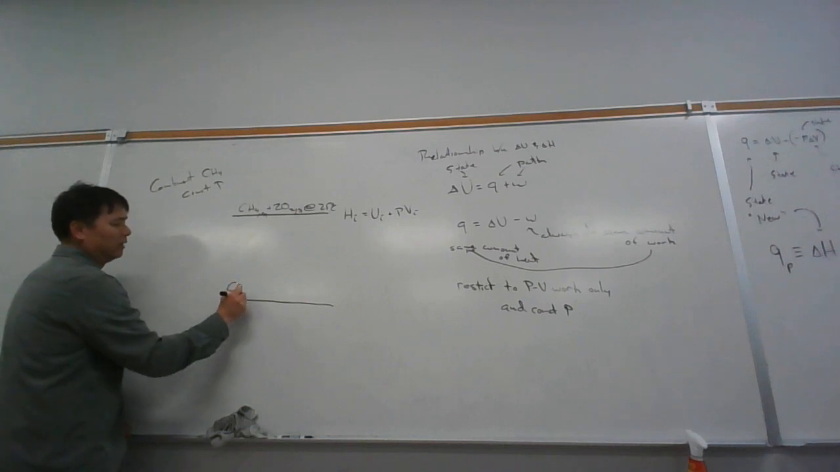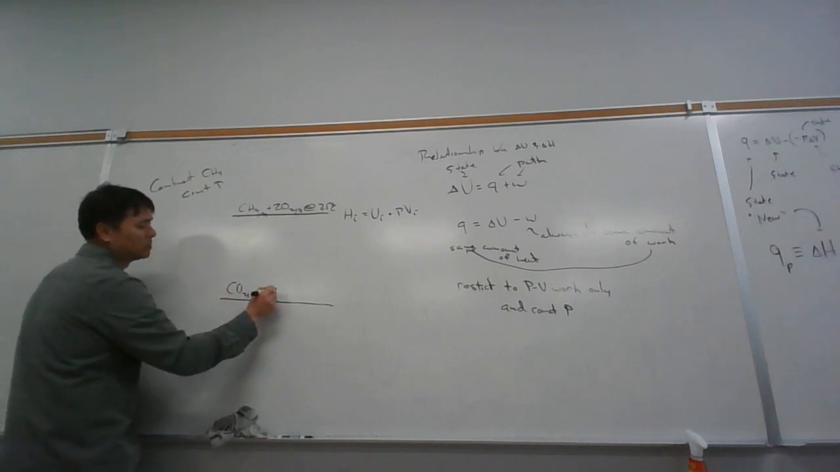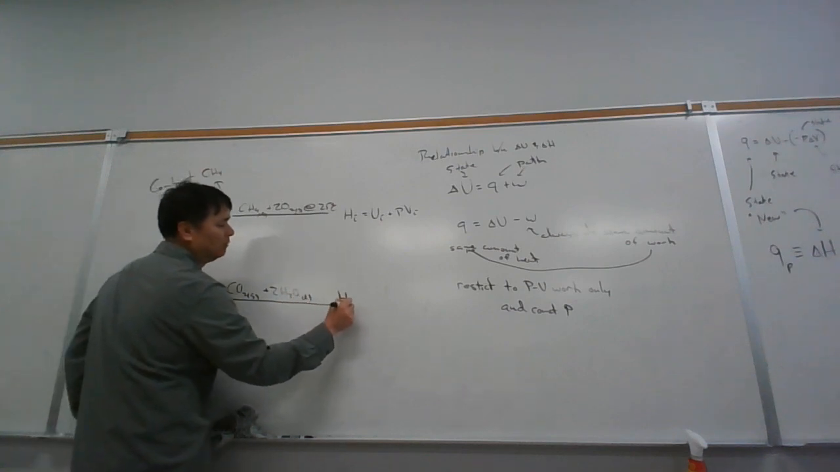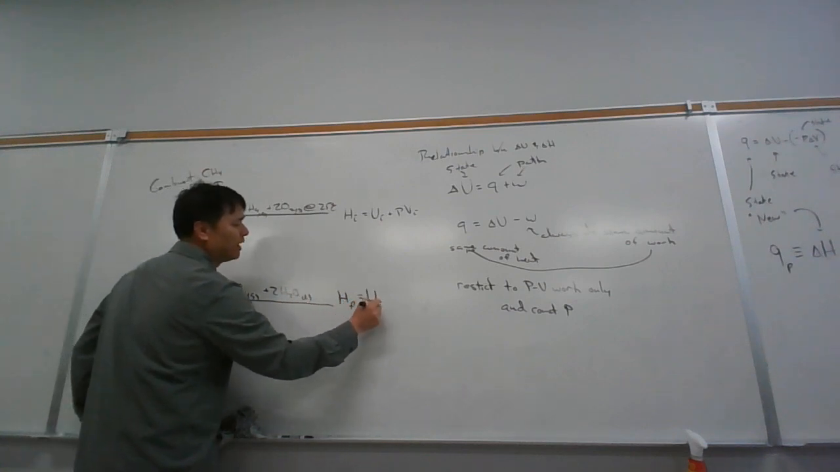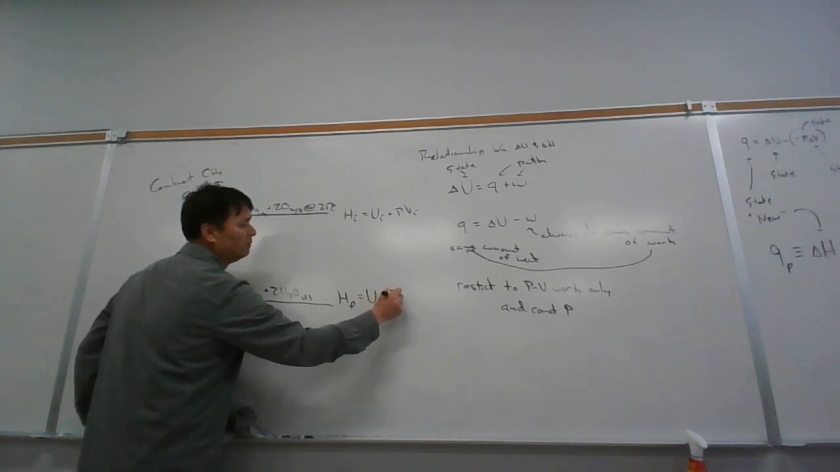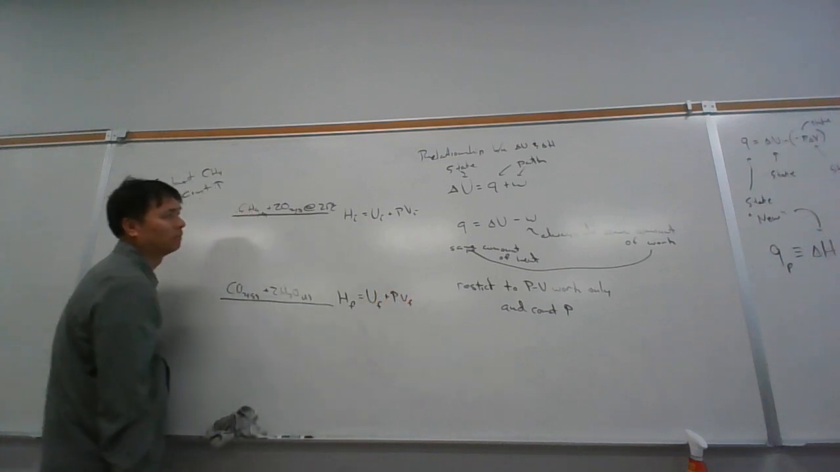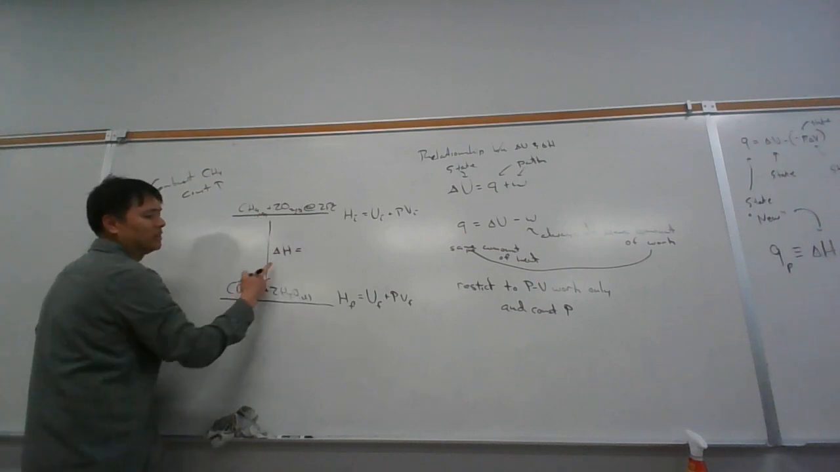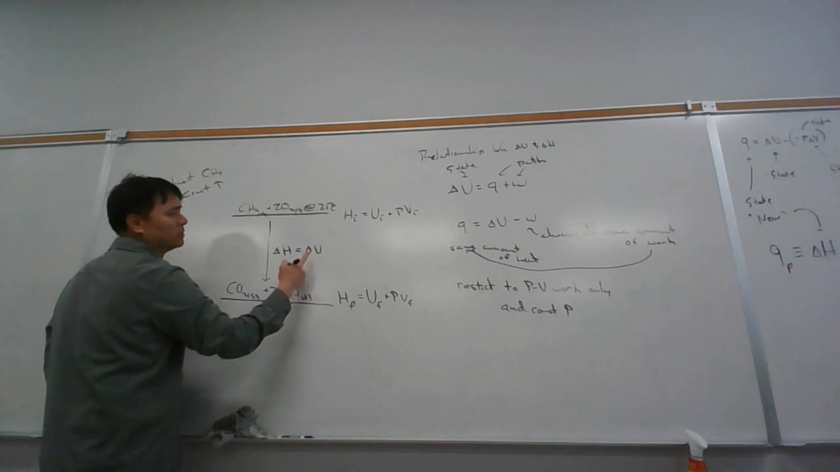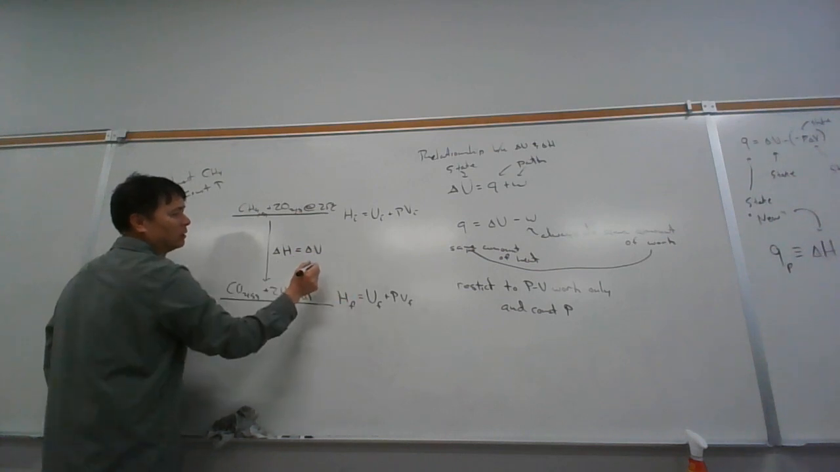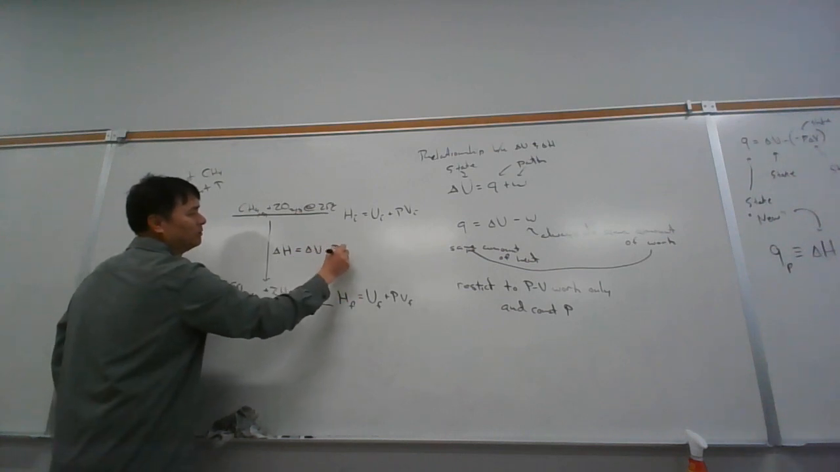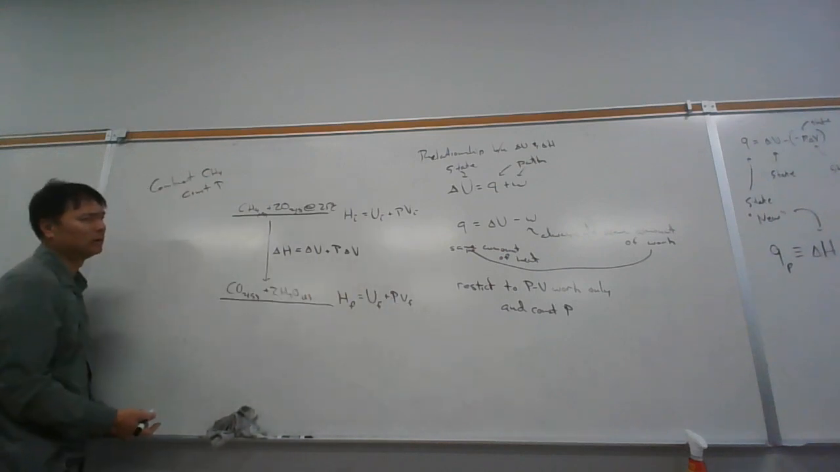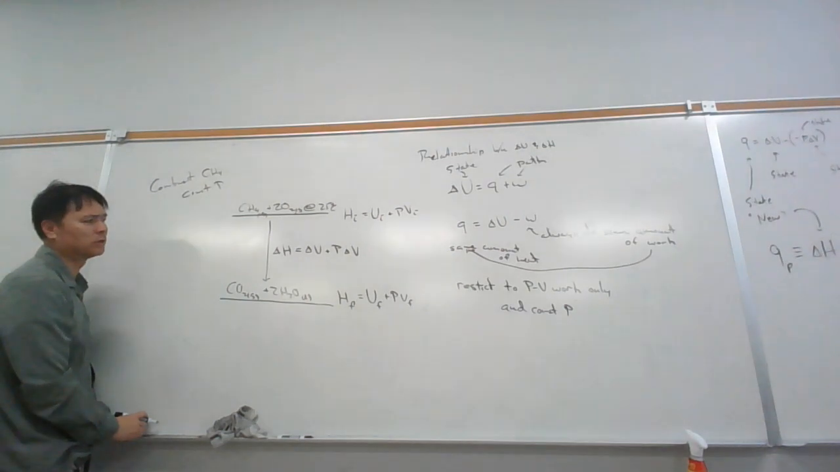And then if I go to the final here, it's going to be CO2 gas plus 2H2O liquid. And the final enthalpy is going to be U final plus PV final. And then the delta here, this is going to be delta H. Delta H is going to equal delta U, which is U final minus U initial, plus P delta V. Delta V is V final minus V initial, and P is the same. It's just the external pressure.